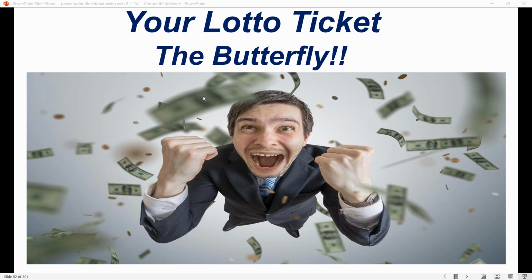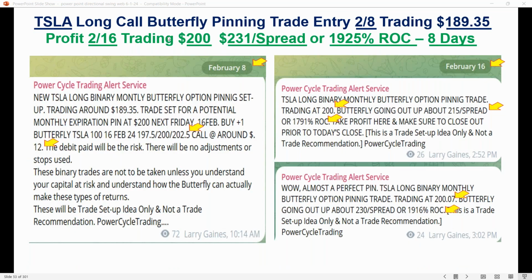And so this one was sent out. We had this one in February, and this was on Tesla. This was also a cycle low reversal, and then this was the alert sent out for all the members. So this was a low risk, super low risk trade. This is what we call the lotto trade. So Tesla was trading here at 189.35, and that was on the 8th, okay?